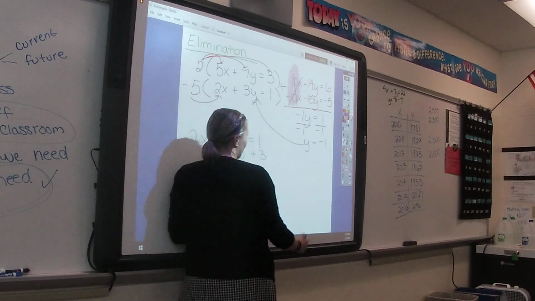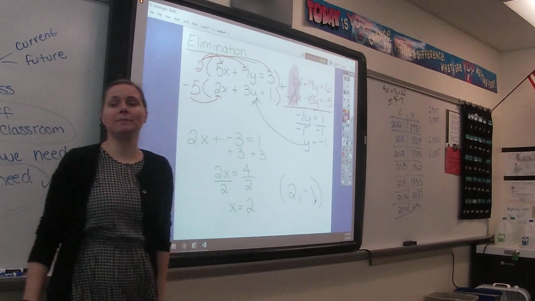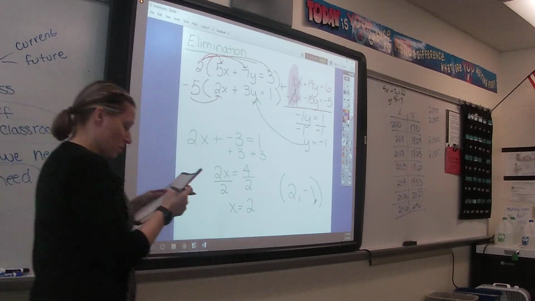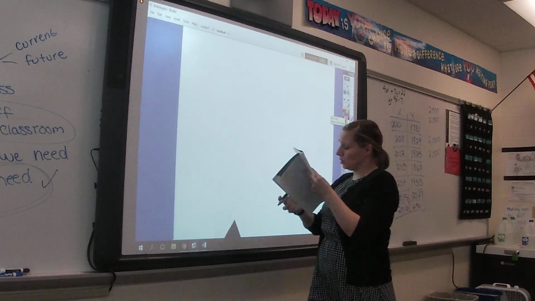How do we write this answer as an ordered pair? 2, comma, negative 1. How do we feel about that one? Good. Very good. We'll get one more.